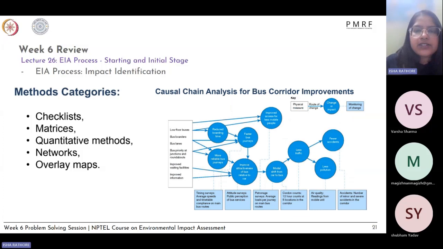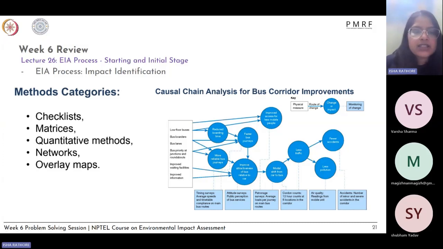Next, we have networks, where we establish the different things. For example, for bus corridor improvements, you have different kinds of facilities, bus lanes, different kinds of infrastructure being developed, and how it's going to affect which networks are connected, how they're going to affect all of these things. So you establish networks to go about identifying the impacts.